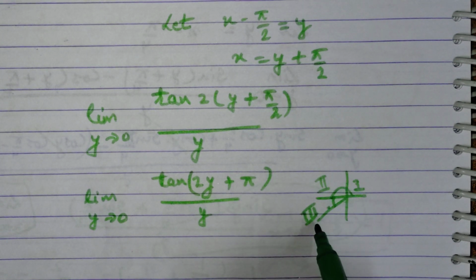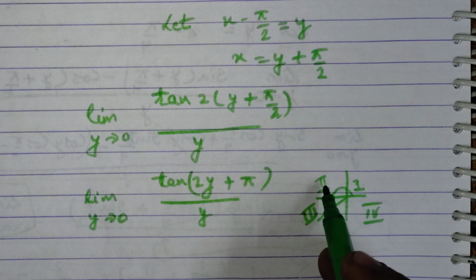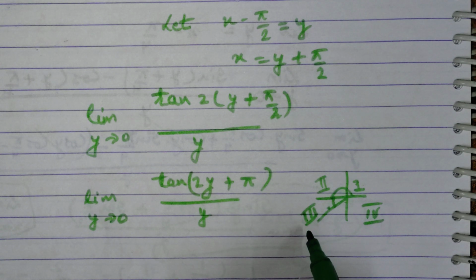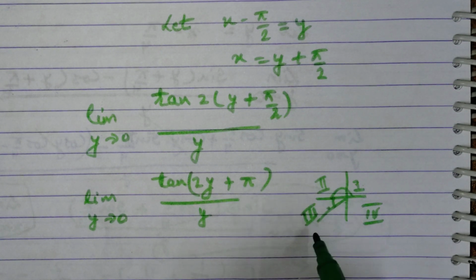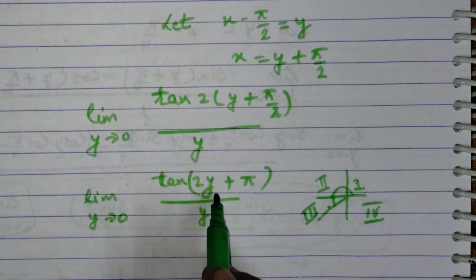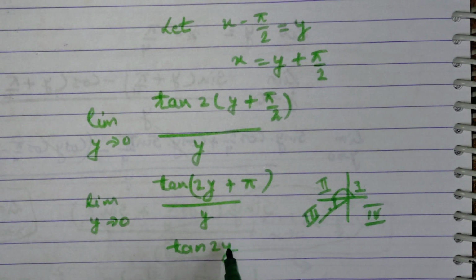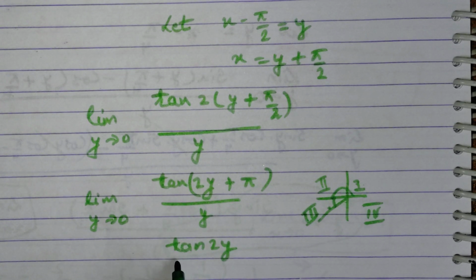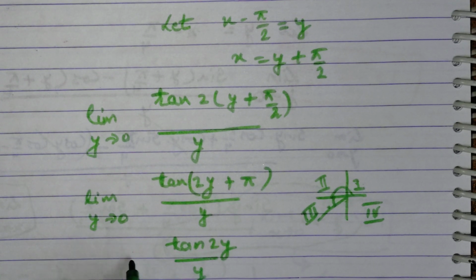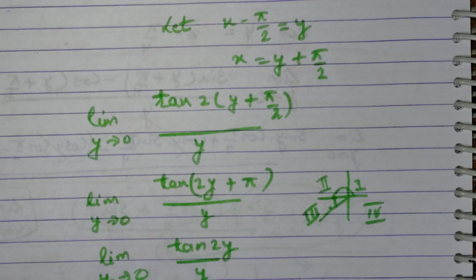So first, second, third, fourth. In the first, all are positive: all students like tea and coffee. T means tan is positive in the third quadrant. So it becomes tan of pi plus 2y. It gives us tan 2y. With pi, the name of the trigonometric function does not change, and the limit y tends to 0 is written as it is.